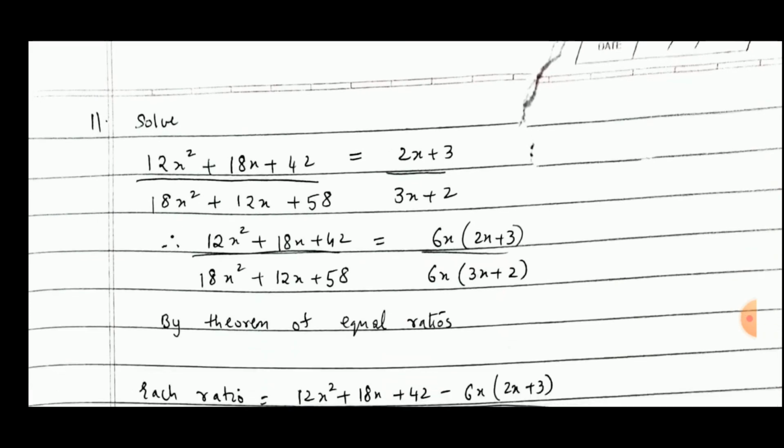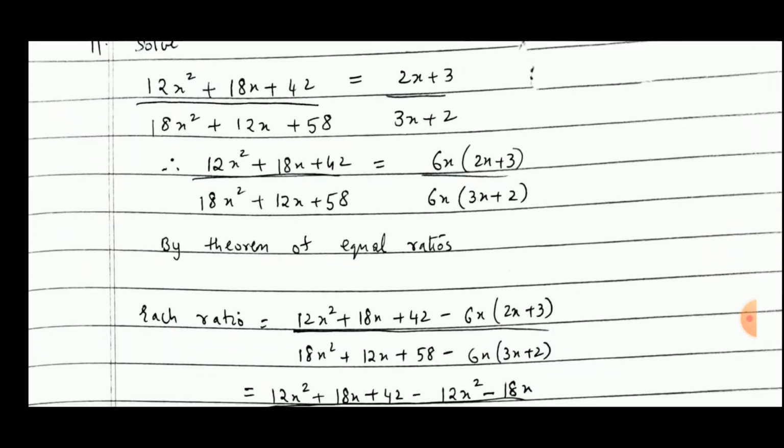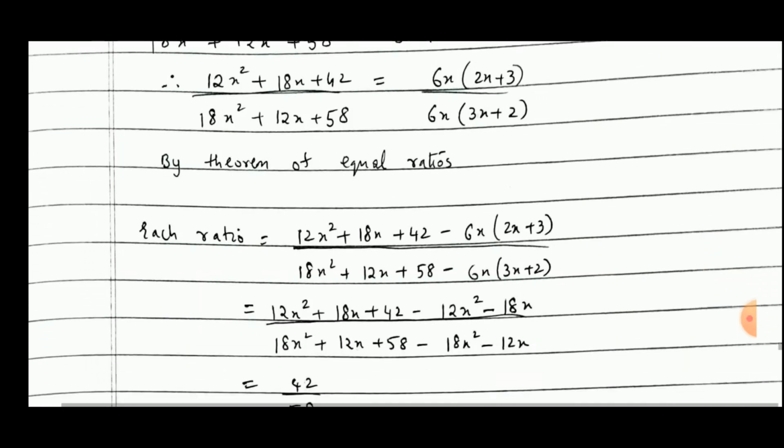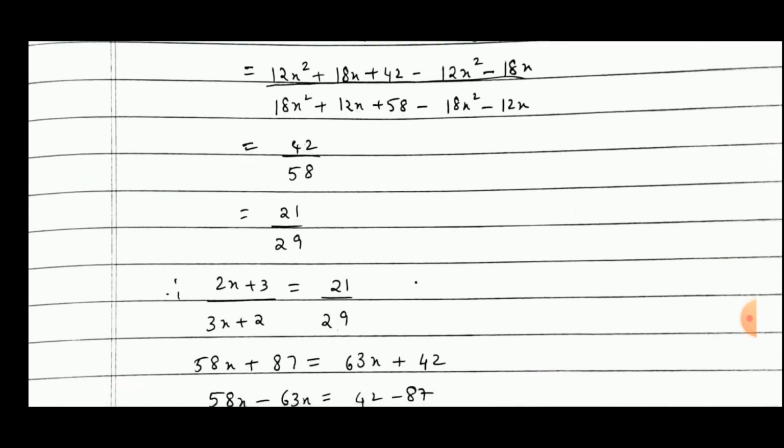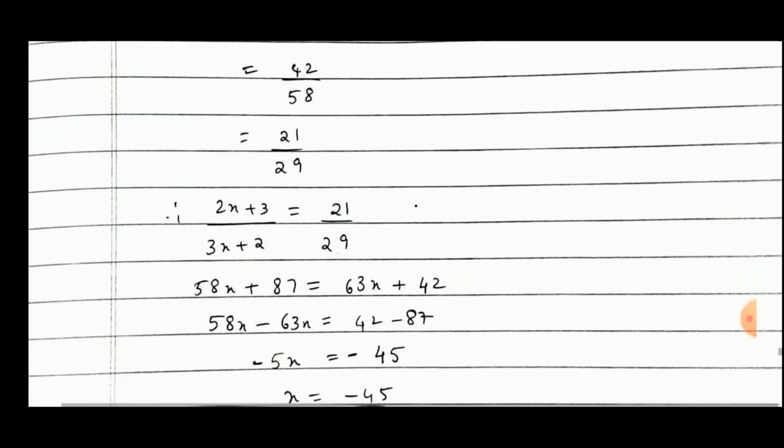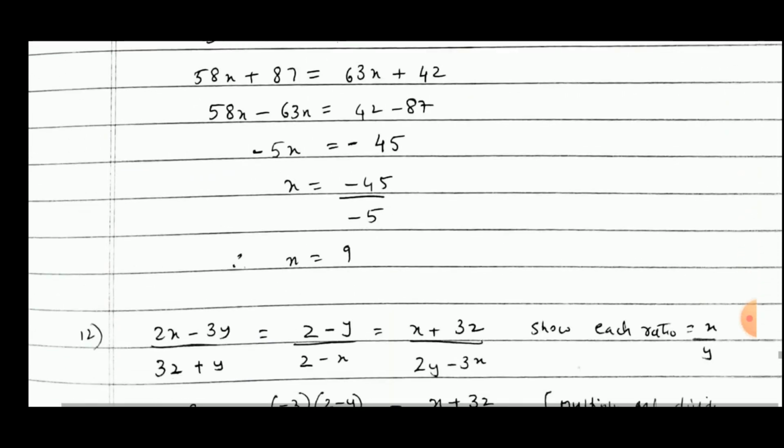Now this one, the 11th one, you have to do by theorem on equal ratios. 12x square plus 18x plus 42 upon 18x square plus 12x plus 58 is equal to 2x plus 3 upon 3x plus 2. So therefore, multiply the right hand side ratio by 6x. So by theorem on equal ratios, now subtract this one. This is equal to 21 upon 29. So 2x plus 3 upon 3x plus 2 is equal to 21 upon 29. So x will be equal to 9.